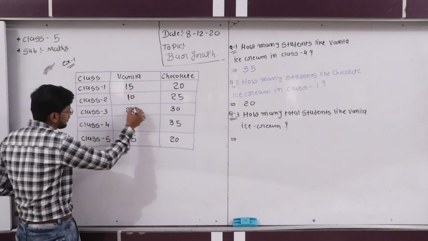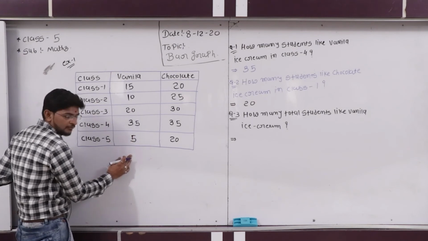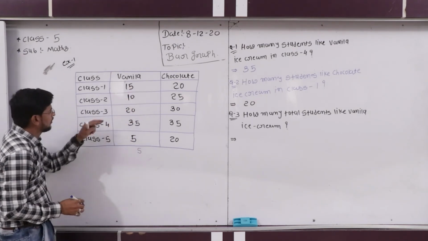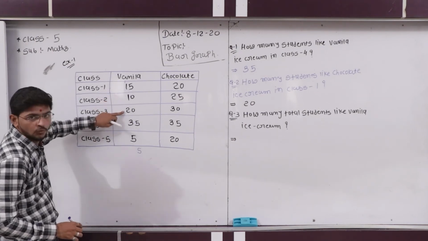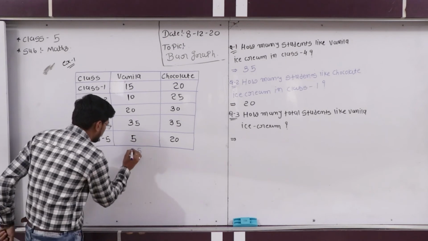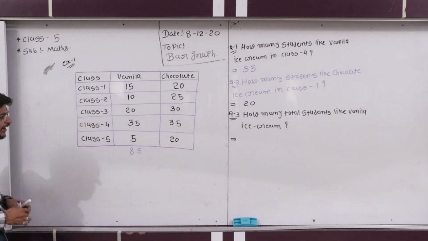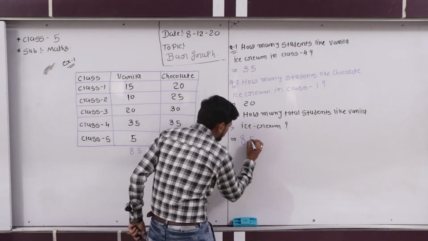5 plus 0 plus 5 plus 5 plus 5, 10. 10 plus 5, 15. So 5 is here and 1 is carried on the 1. 1 plus 1, 2. 2 plus 1, 3. 3 plus 2, 5. 5 plus 3 is equal to 8. How many students? 85 students like vanilla ice cream in class 1 to 5. So our answer is 85 students.